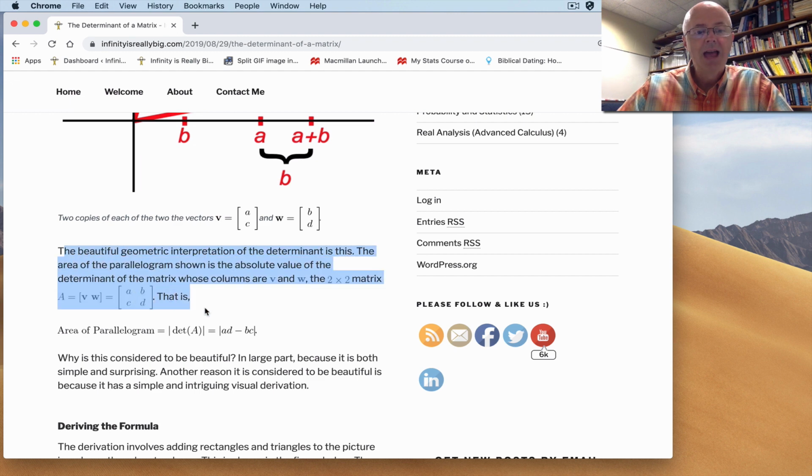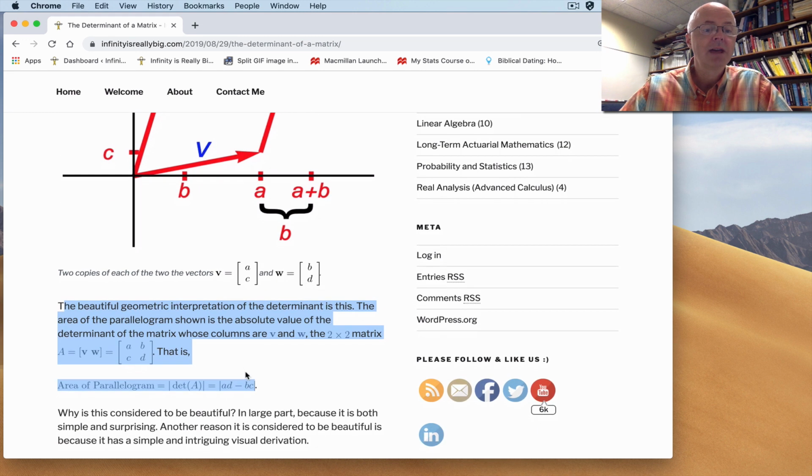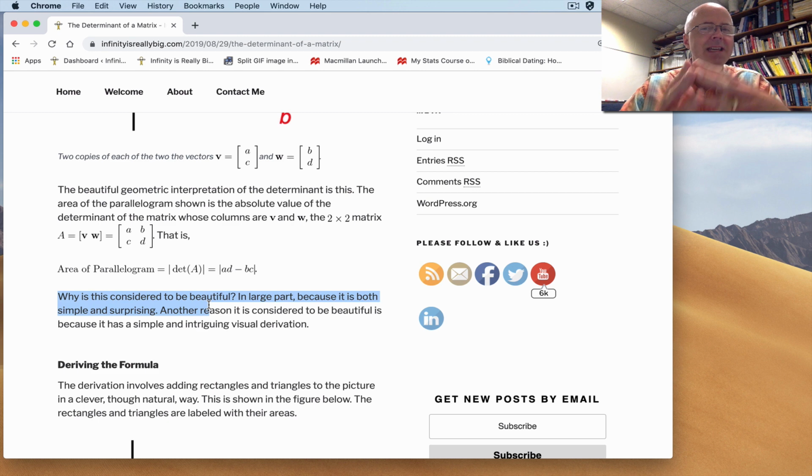In general, it's actually the absolute value of the determinant, because it's possible that the picture is not what you're seeing, but in this particular picture that determinant will be positive, and it does give the area of the parallelogram, as I say here. Why is this considered to be beautiful? Why do I consider it to be beautiful, at least? In large part, it's because it's both simple and surprising.